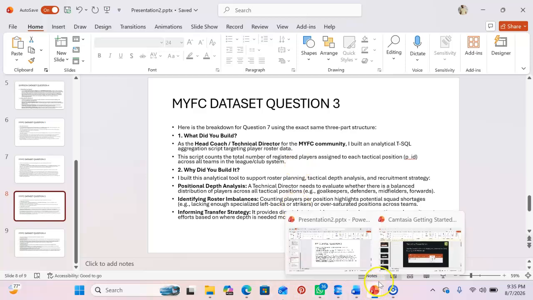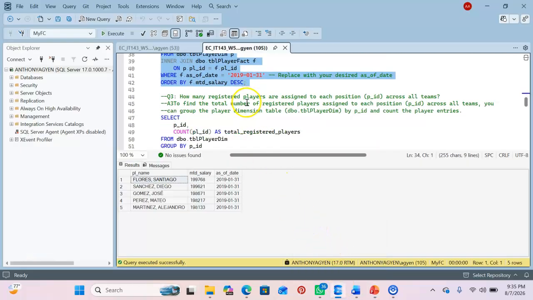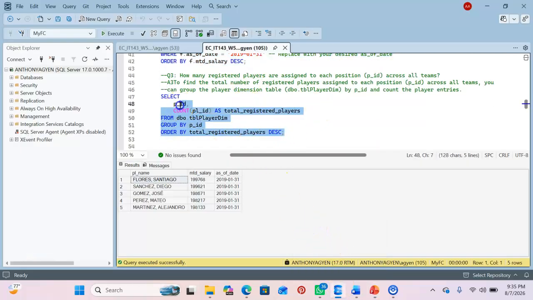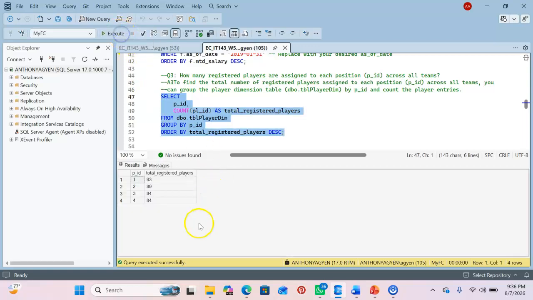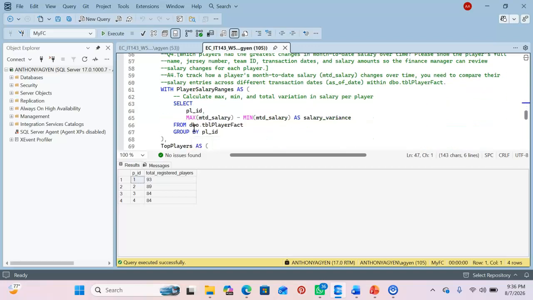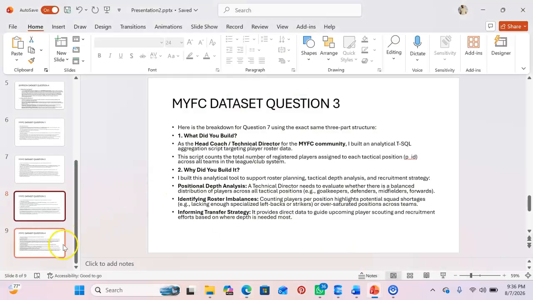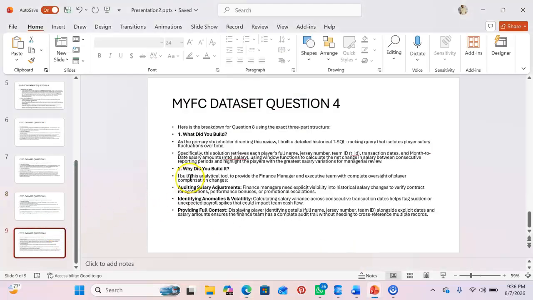So if we move on to our database, take a look at the question, take a look at the select SQL statement. If we execute it, this is our result. So we'll move on to question 4. We'll go back to our PowerPoint, then question 4. So what did we build?